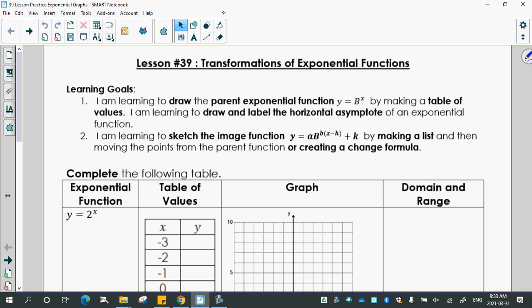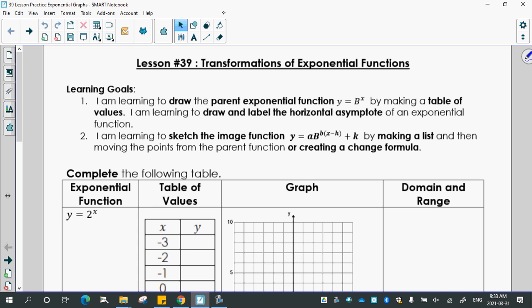So transformations of exponential functions. Our learning goals are to learn to draw the parent exponential, which is y equals b to the exponent x, where b is a number, by making a table of values. You always have to make a table of values to get your parent function. We're learning to draw and label the horizontal asymptote of an exponential function. An exponential function always has a horizontal asymptote. We'll see why. And we're learning to sketch the image function.